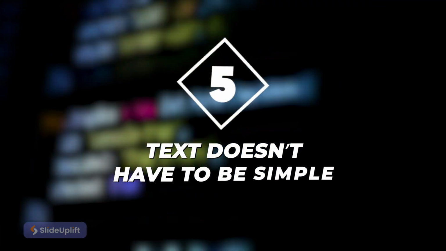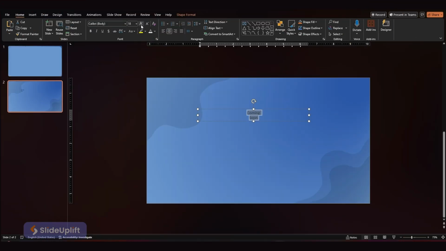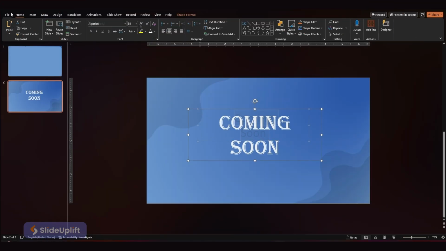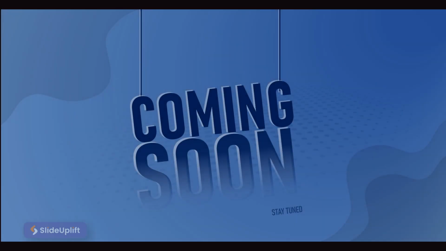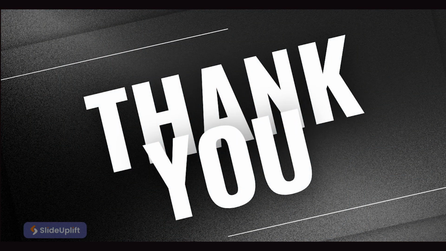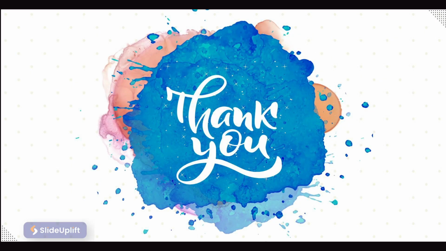And finally, text formatting. Who says text has to be stuck in a boring text box? Let's break free from the traditional format. Experiment with text placement, use diagonal lines, curves, or even shapes to create a dynamic layout. This unexpected approach adds visual intrigue and keeps your audience on their toes.